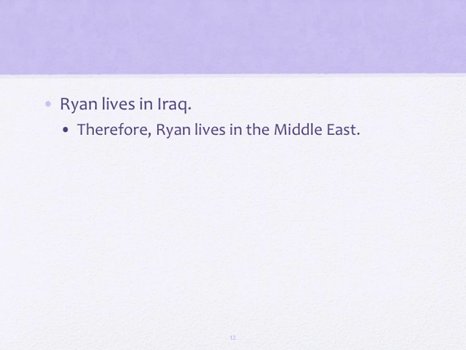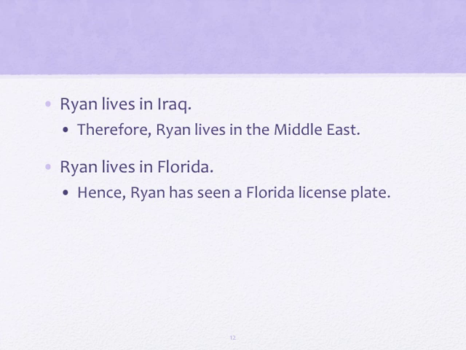So the premise is false, the conclusion is false, but the inference is still good. Why? Because if you imagine that it were true that I live in Iraq, then it would guarantee that I live in the Middle East. Okay? Same thing with this argument. Ryan lives in Florida. That's false. But if you imagine that it were true, it would make it likely, not guaranteed, that I've seen a Florida license plate.